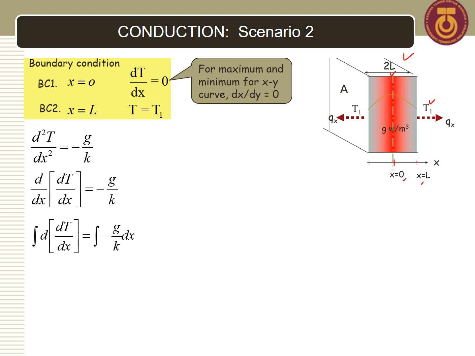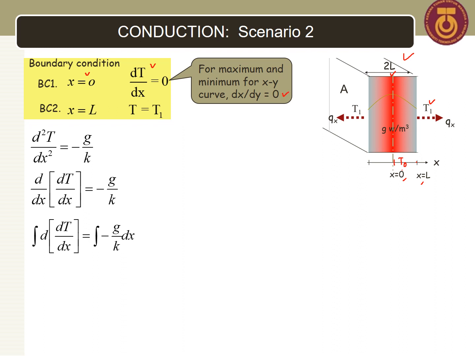When x equals 0, the temperature is T naught. Okay, and we know T naught is the maximum temperature of the system. Let's see, boundary condition 1 is when x equals 0. This one you learned already in calculus. For the Cartesian system, when we differentiate dy over dx, at a maximum or minimum point of a curve, dy per dx equals 0.